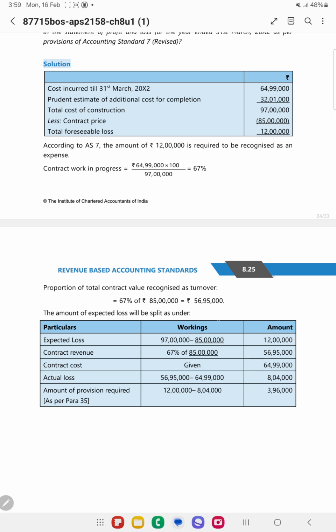So basically I need to recognize the revenues, then losses. So losses, basically provision for the losses 3,96,000. So like this the recognition happens.